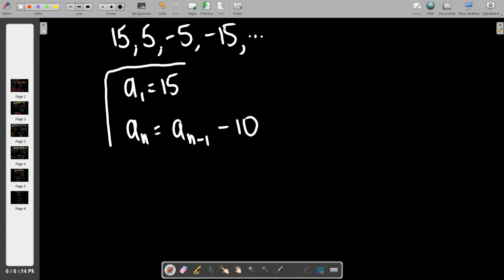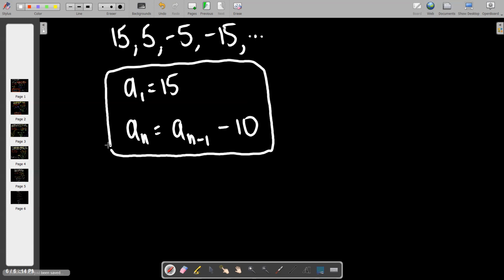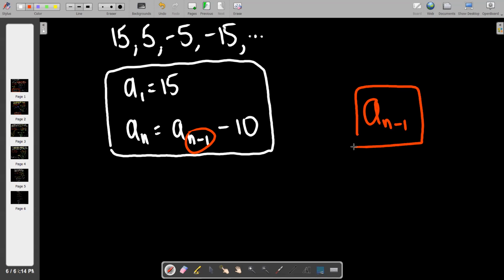This is what you'll type into Delta Math. You'll see when we get there. There's a box to type in a sub 1 and there's a box to type in the rest. And if you wonder, well, how am I supposed to type this in? There's actually a button right underneath the answer box that says a sub n minus 1. You just click that button and it goes in. It's super easy. All right, let's go again.